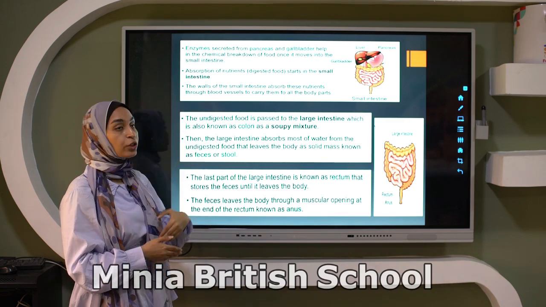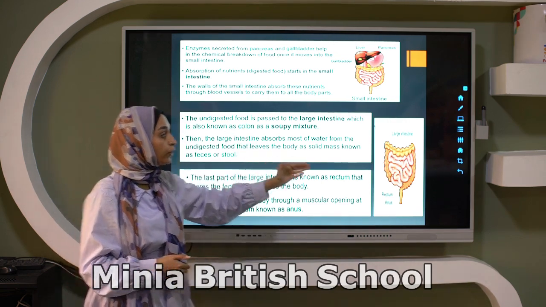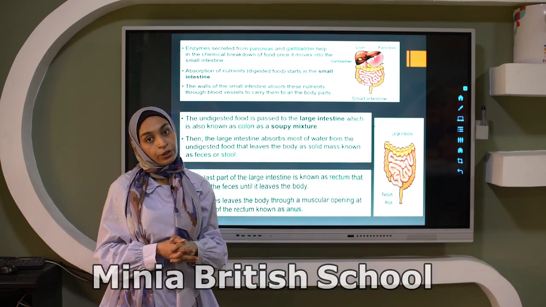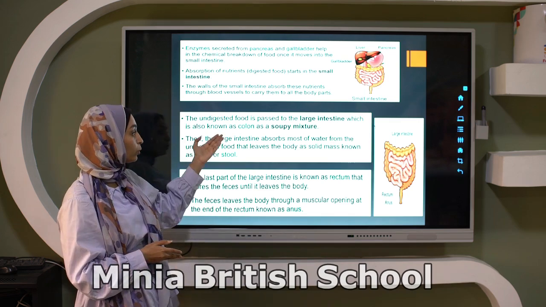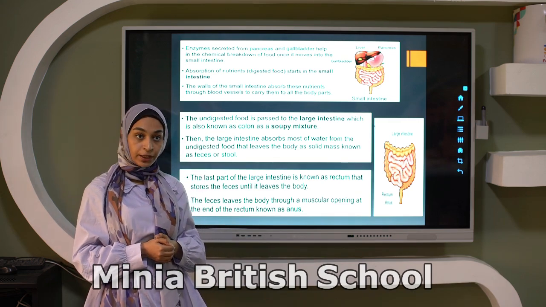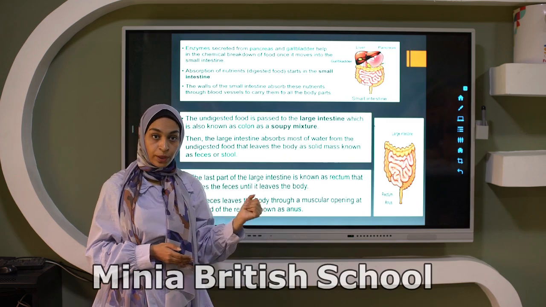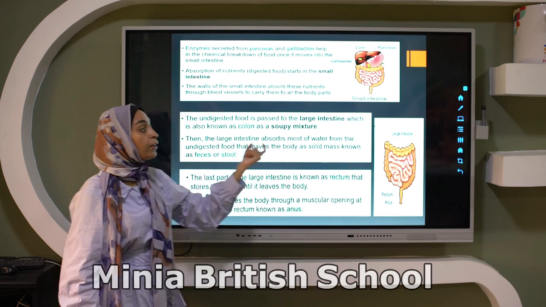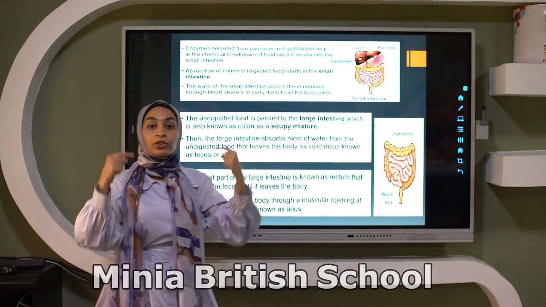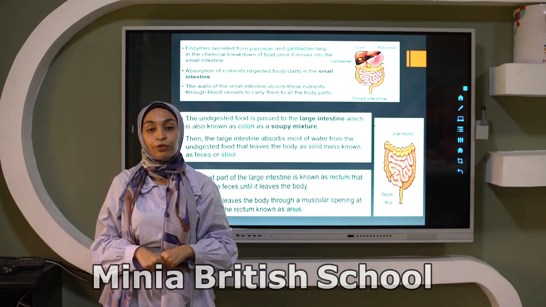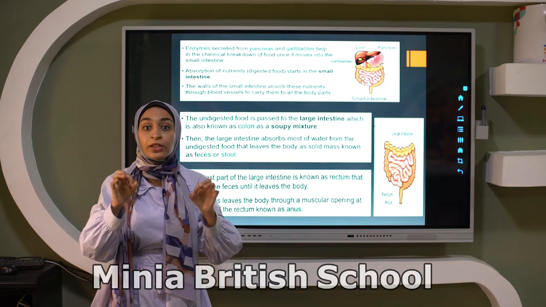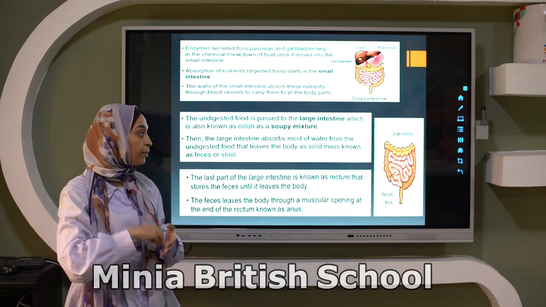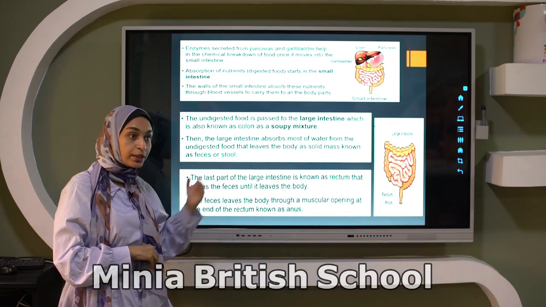Then the undigested food starts to move into the large intestine, as we see in the picture, and it has another name here, the colon, and the undigested food has another name, which is a soapy mixture. And at this moment, focus with me please, the large intestine starts to absorb most of the water from the undigested food, and the undigested food becomes solid, and at this moment has a name which is feces or stool.